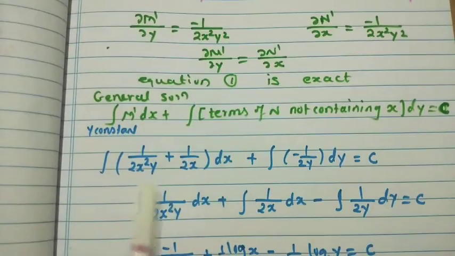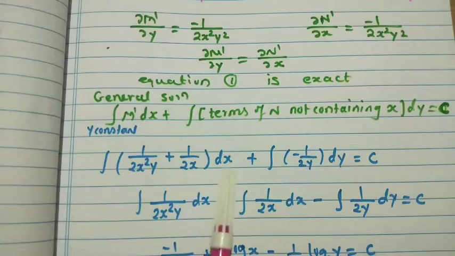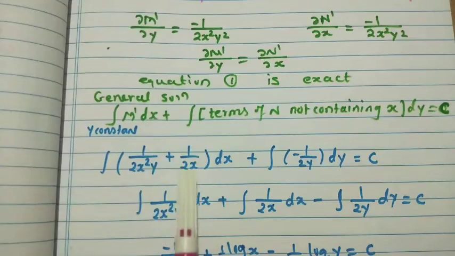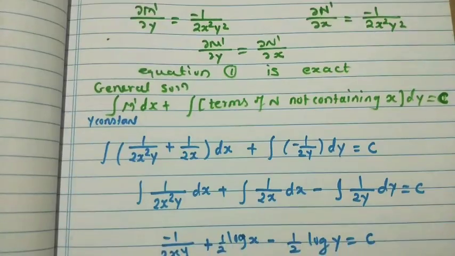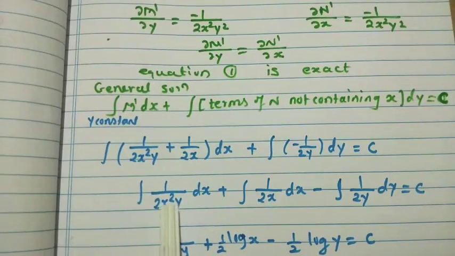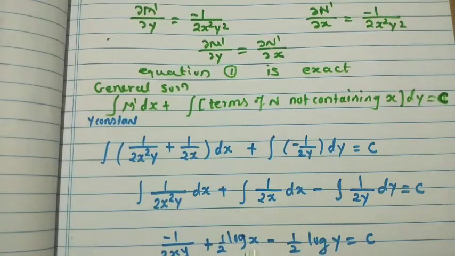So integrating each and every term here, we get integration of 1 upon 2x square y dx plus integration of 1 upon 2x dx, minus integration of 1 upon 2y dy equal to c. Integrating with respect to x, integration of 1 upon x square is minus 1 by x, plus integration of 1 by x is log of x, with 1 by 2 as it is. Similarly here 1 by 2 is a constant, you can take it outside. Integration of 1 by y dy is log of y, equal to c.